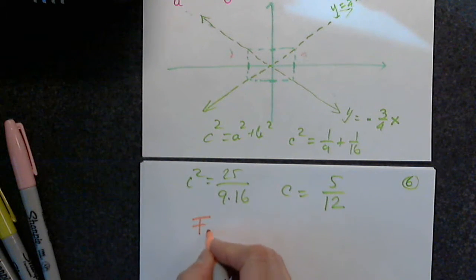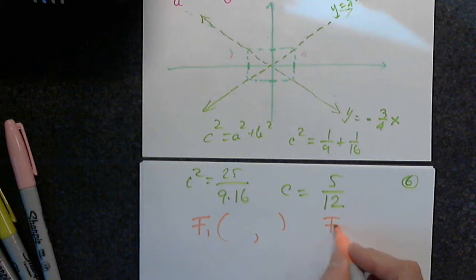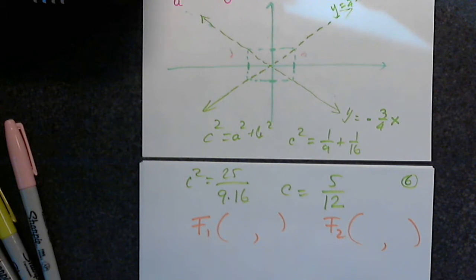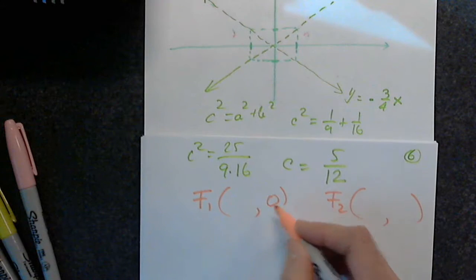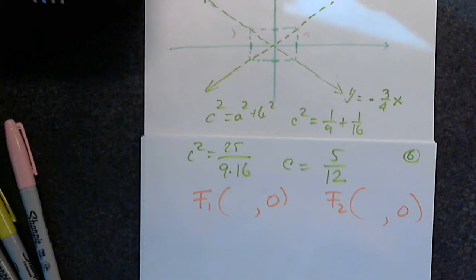So then the coordinates of F1 and F2, they are on the x-axis, which means the y-coordinate has to be 0.